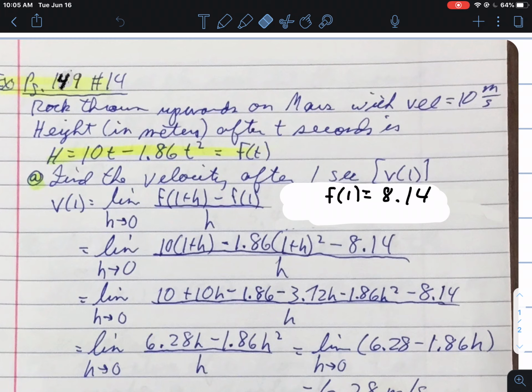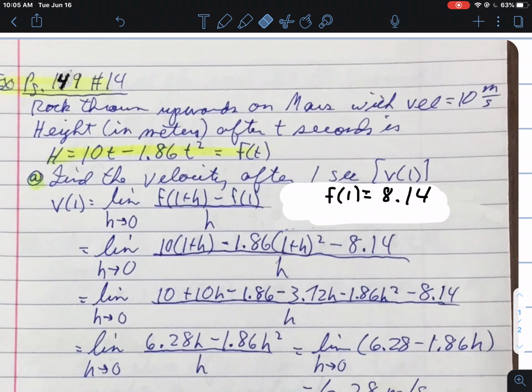So, for example, again, very much similar to the types of problems we've already seen, just in that context. Here we've got a rock thrown upwards on Mars with a velocity of 10 meters per second. Its height in meters after t seconds is given by the function h equals 10t minus 1.86 t squared. So that's f of t, or s of t if you wish. That's our position function, which in this case, position means height, right? Height in meters after t seconds. So call it s, call it f. It's our position function. It's the height of our rock.